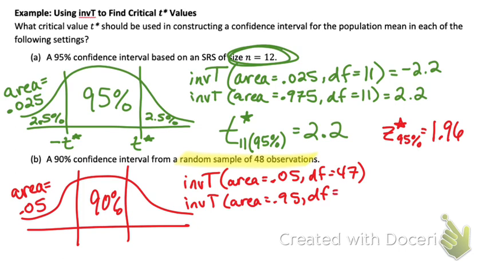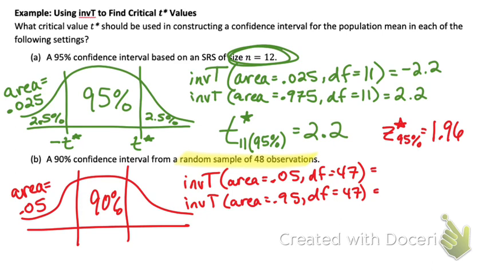Either one would have worked exactly the same. One of them's negative. One of them's positive. Now, again, my sample size is a little bit bigger on this one. So my T star critical value should be pretty close, sort of close-ish, to my Z star critical value for 90%. Do you guys remember the Z star critical value for 90%?